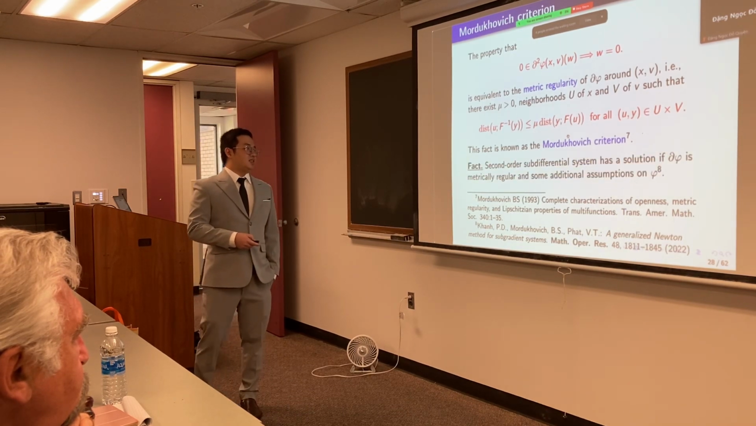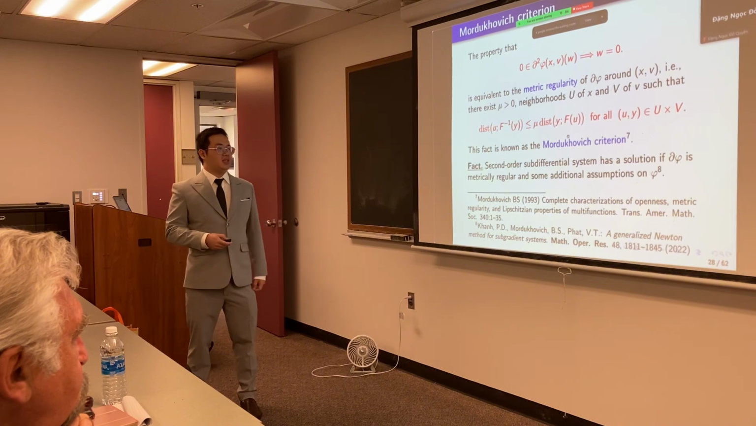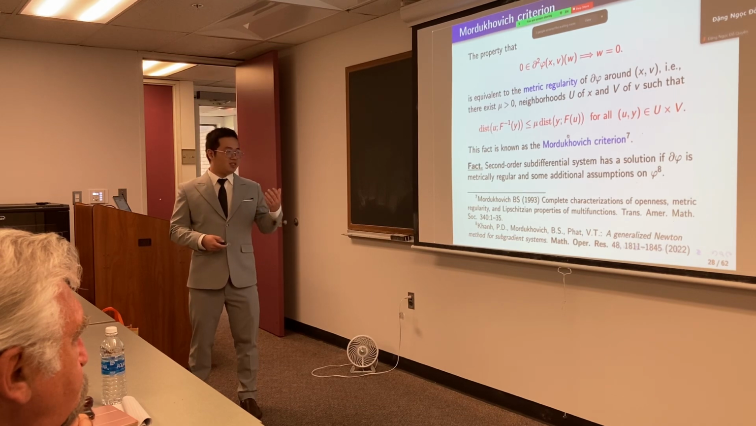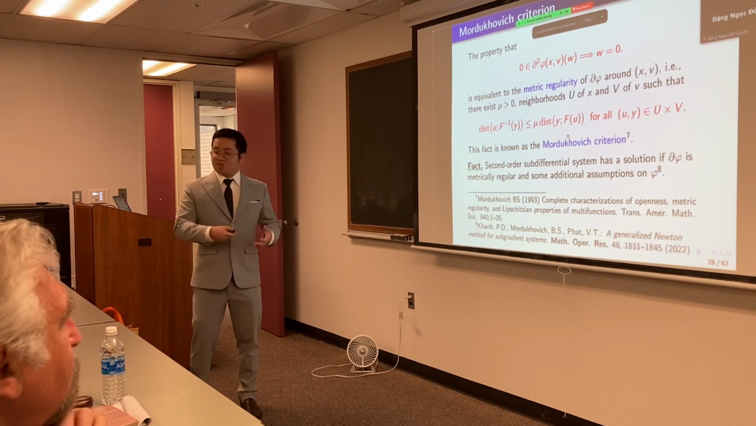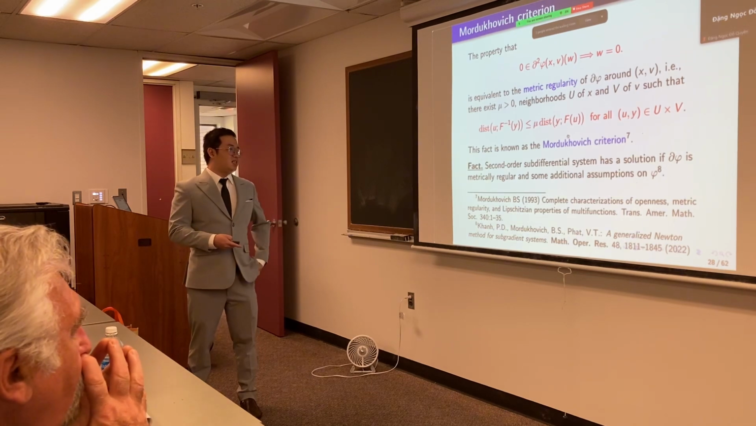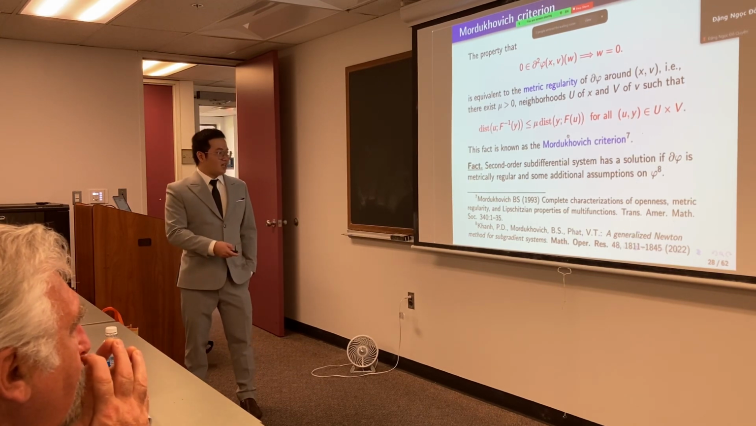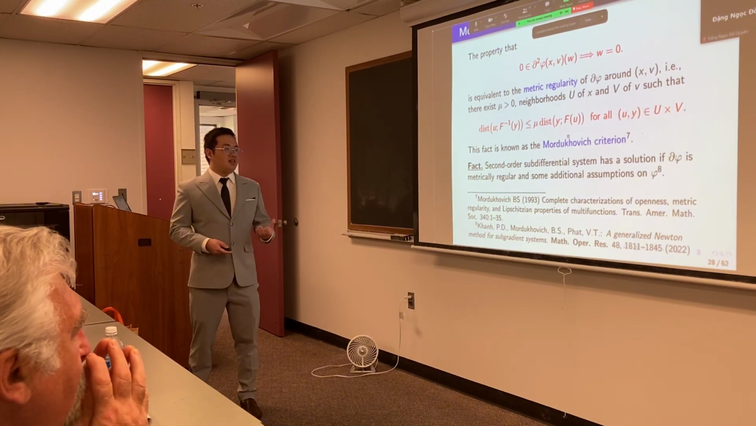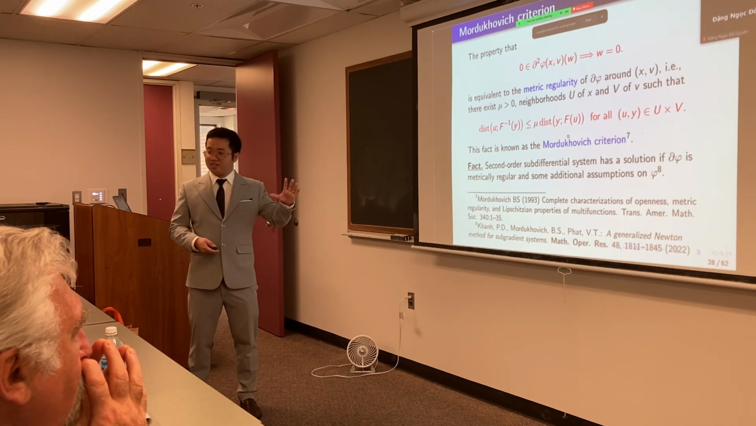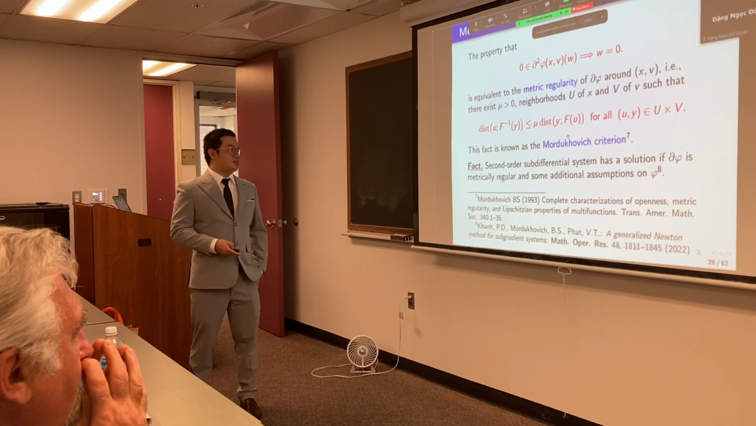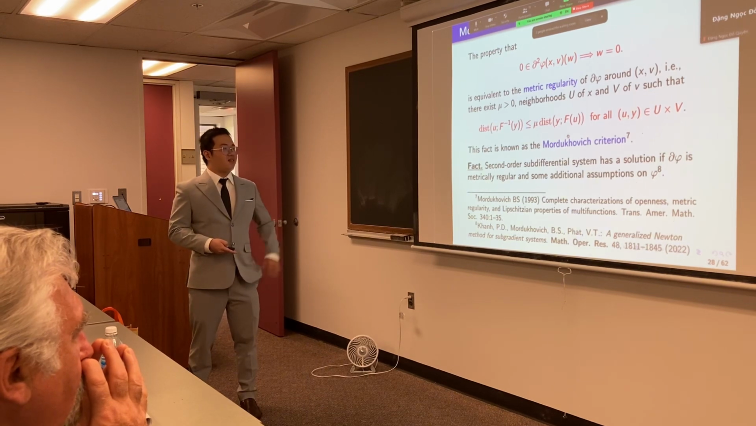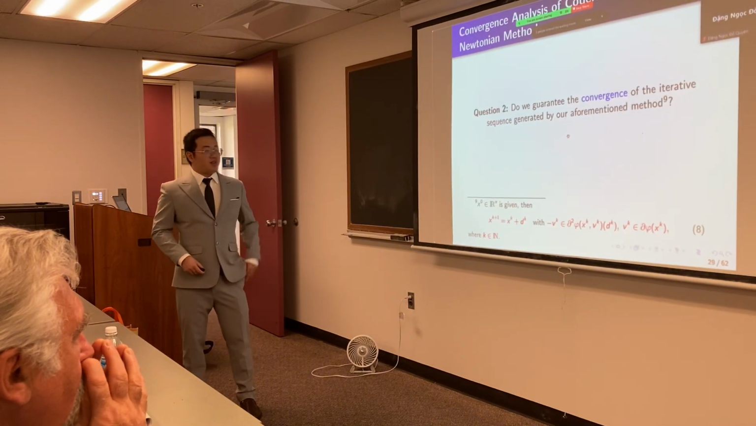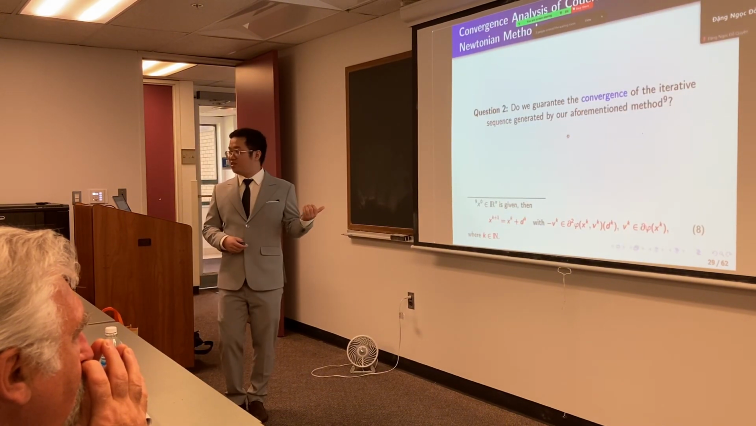And we have the fact that the second order subdifferential system has a solution if the subdifferential is metric regular. It's similar to the classical sense. We have some additional assumptions on phi, which we will not discuss further, that we presented in our paper in 2022. We need some general convexity on phi, or phi is a piecewise linear quadratic function, so we can guarantee the second order subdifferential system has a solution. It's not for any function phi, but we need some additional assumption. Okay, we have answered the first question, so now we go to the second question.